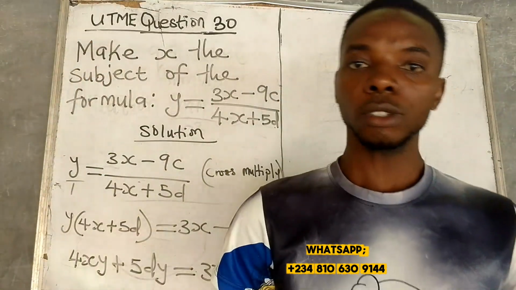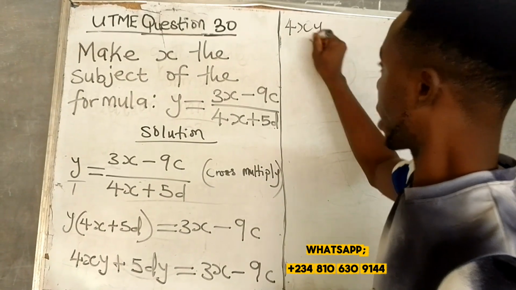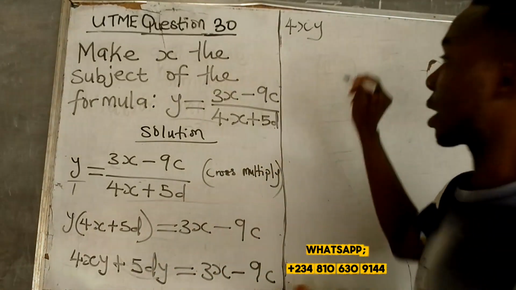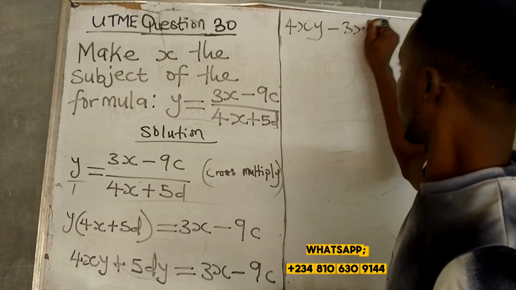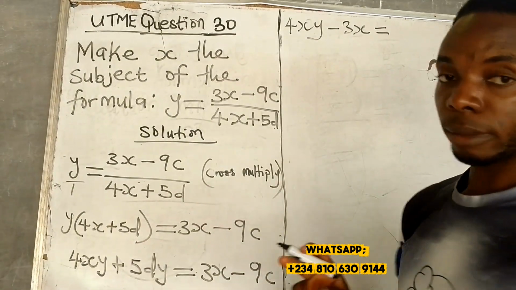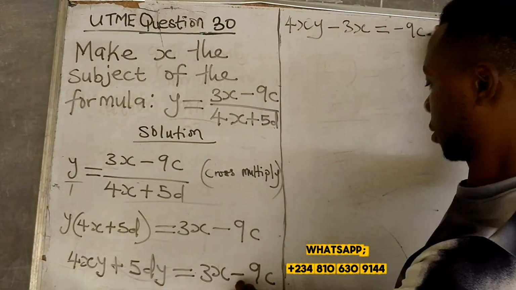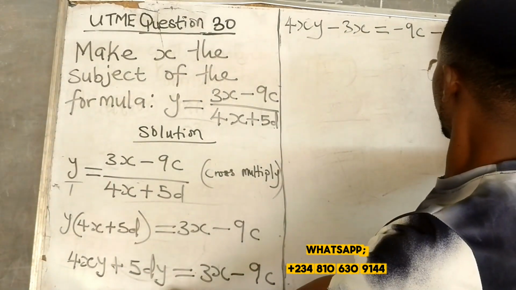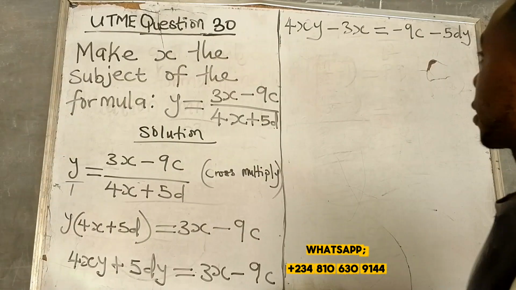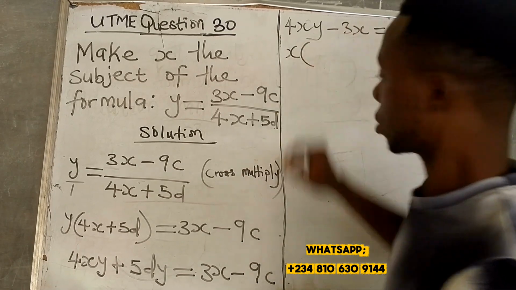Now the next thing to do here, 4xy, right? This 3x will come to this side, becomes minus 3x, equals, and this one coming to this place becomes minus 5dy. So we have minus 9c minus 5dy. Hope you're following. Now the next thing to do is to factor out x, right?